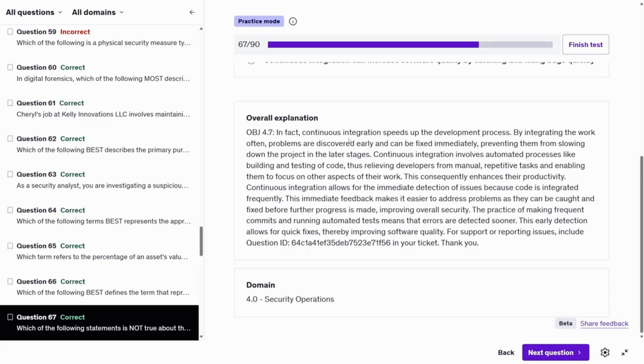Continuous integration allows for the immediate detection of issues because code is integrated frequently. This immediate feedback makes it easier to address problems as they can be caught and fixed before further progress is made, improving overall security. The practice of making frequent commits and running automated tests means that errors are detected sooner, and this early detection allows for quick fixes, thereby improving software quality.